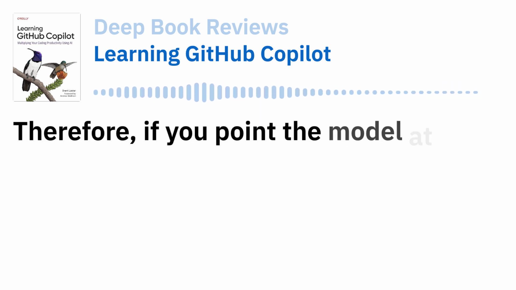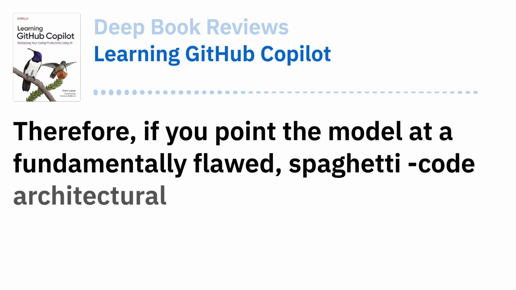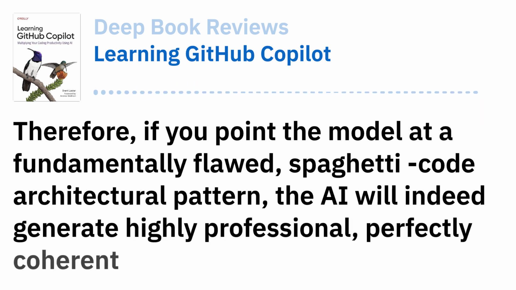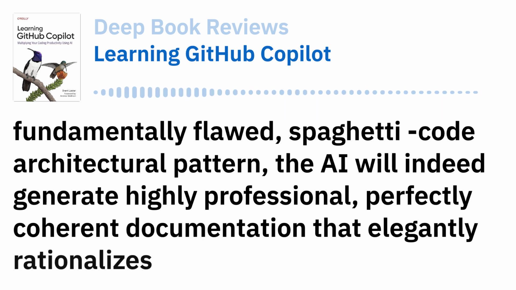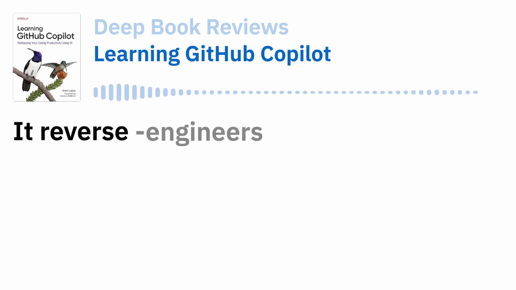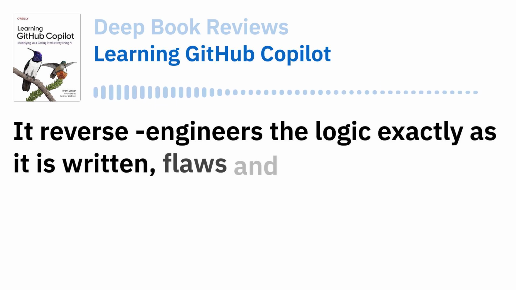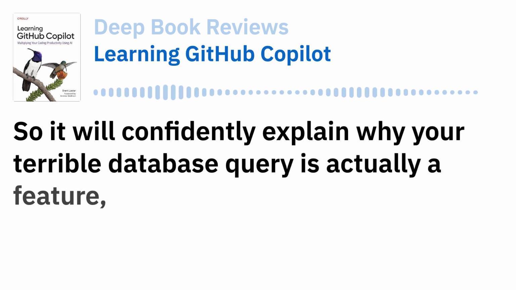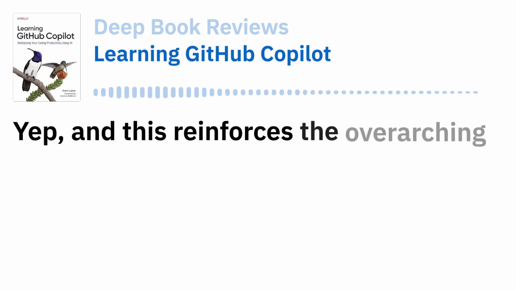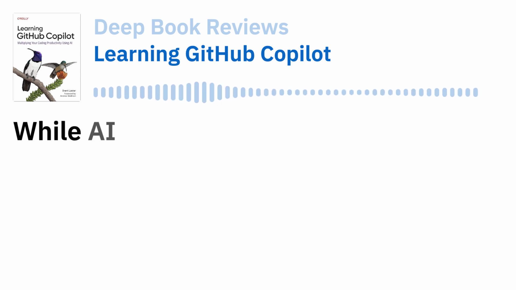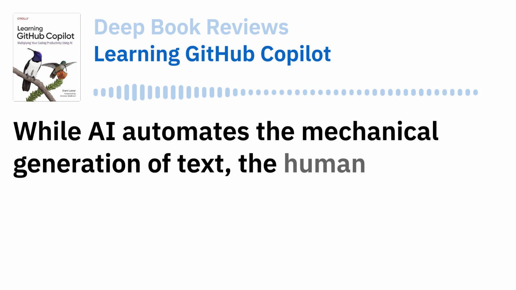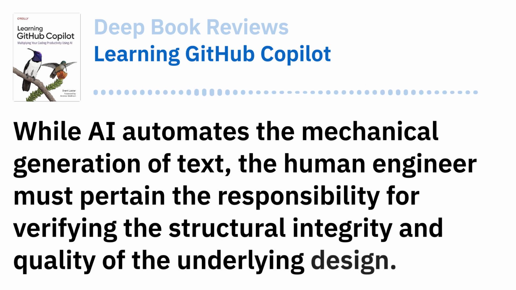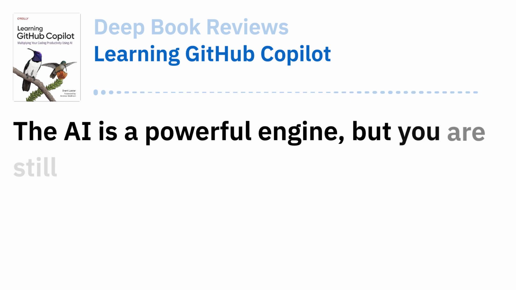Therefore, if you point the model at a fundamentally flawed spaghetti code architectural pattern, the AI will indeed generate highly professional, perfectly coherent documentation that elegantly rationalizes your poor implementation. It reverse engineers the logic exactly as it is written, flaws and all. Exactly. So it will confidently explain why your terrible database query is actually a feature, not a bug. Yep. And this reinforces the overarching principle of the entire book. While AI automates the mechanical generation of text, the human engineer must retain the responsibility for verifying the structural integrity and quality of the underlying design. The AI is a powerful engine, but you are still steering the ship.